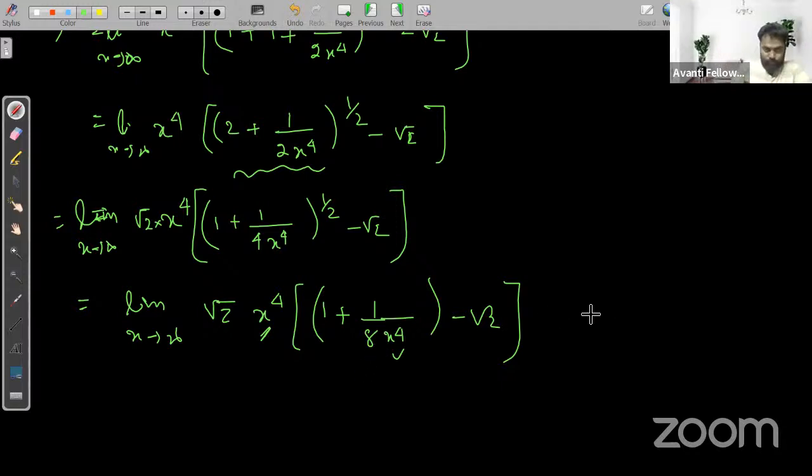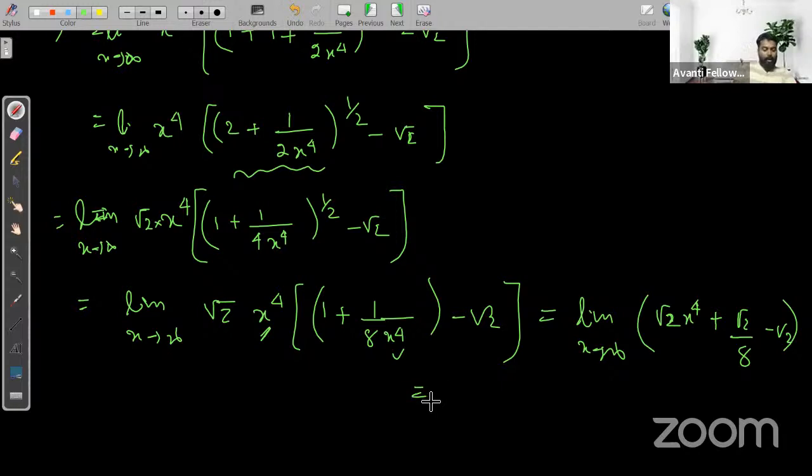So if we apply the limit here, what are you getting? Okay, let's see. Limit x extending to infinity, root 2 into x to the power 4 plus, here you are getting root 2 upon 8 minus root 2, right? So we have already taken this root 2 as common. Here we are having one, this is one.